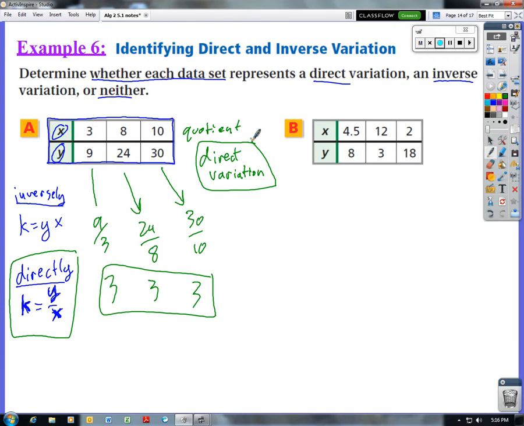Okay. So now this one, we want to see what kind of variation we have with our y and x values. So let's just look at this and see if we divided them. If we divided 8 by 4.5, we'd get something like 1.8 or something. And then if we divided 3 by 12, we get a very small number, like 0.2 probably. So I don't want to divide these because I know that that's not going to work. So if I multiplied them, let's try that. Let's take the product. So here we've got 8 times 4.5.